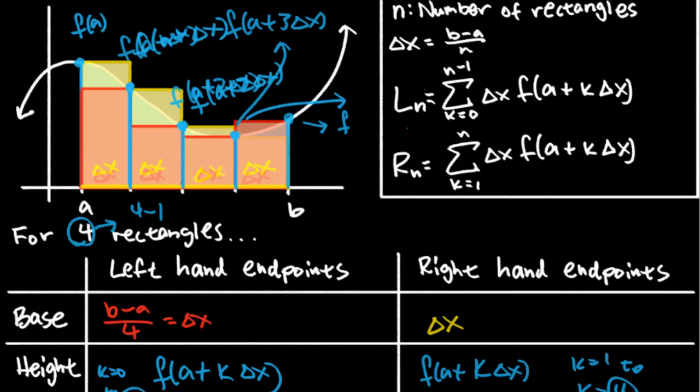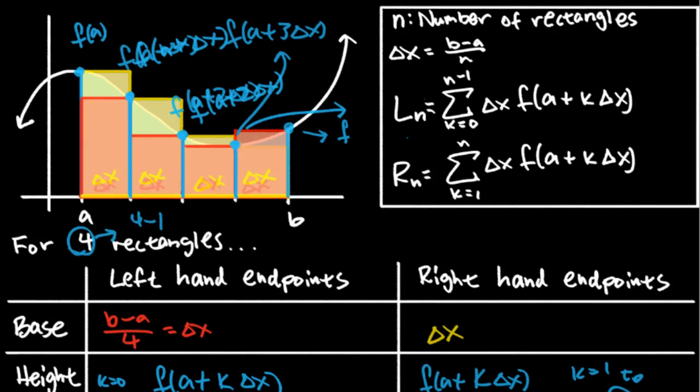Okay, so if we have a number of rectangles, let's just call it n, and delta x is just the distance between each little sub-interval like that, then we can say L sub n. L sub n represents left-hand endpoints. R sub n represents right endpoints, when n is just the number of rectangles that you have.